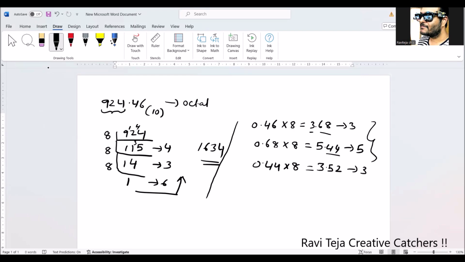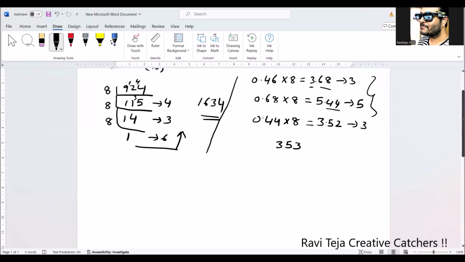So all these 3 numbers, you can do up to 3 operations. The answer what we got is 353. Okay. Now let's conclude the answer. 924.46 with decimal number is giving the value 1634.353 of octal number. This is how to represent the octal representation conversion.